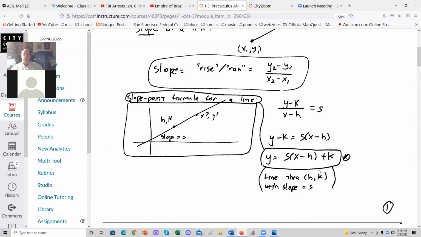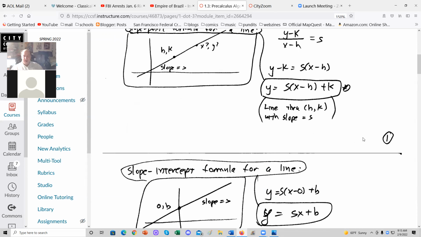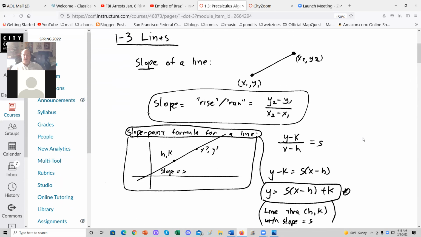The book will have it in the form m times x minus x naught plus y naught, or even like this, y minus y naught equals m times x minus x naught. I have a couple of problems with that. First of all, x naught and y naught look too much like variables, but in this case, they're really parameters. And second, I have no idea why they use the letter m for slope. Measure, median, I don't know. Maybe something from monter in French, I have no idea. I use s because that's slope. Easier to remember.